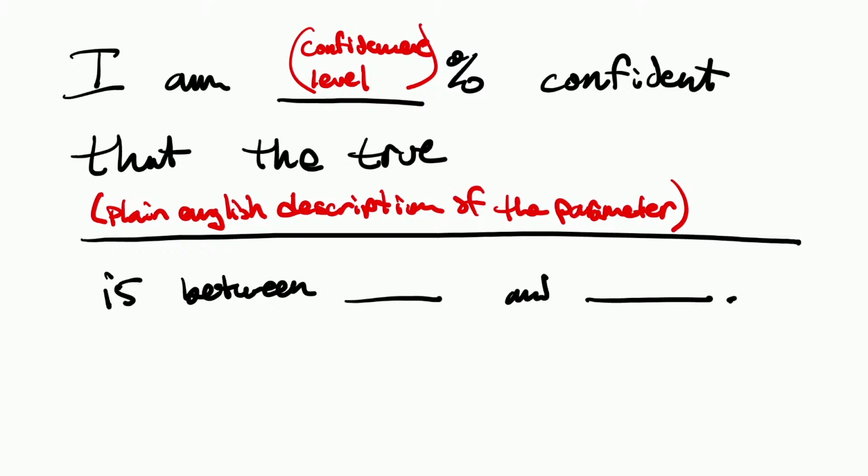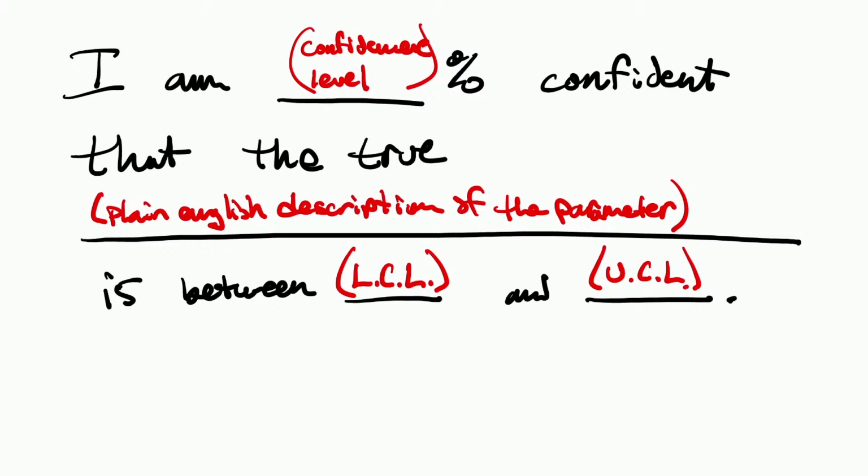And then these two numbers are going to be the lower confidence limit and the upper confidence limit. And once again, please, I beg you, put the smaller number first. It looks stupid when you put the big number first. You can try it and you'll find out that it does look dumb. So don't do it. Okay, so there it is. That's the template that we'll use for all of our confidence intervals.